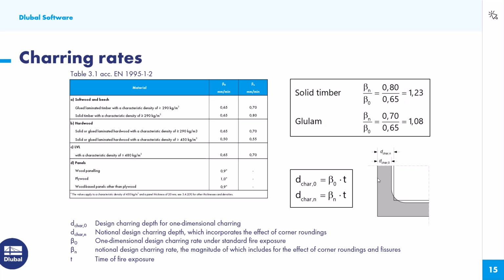And you see it's all about these corners here. When there is a fire, of course, there is no perfectly sharp corner. You always have these roundings. Of course, it is hard to consider these roundings, or rather it is time consuming to consider these roundings for timber design. That's why they have simplified it, and that's why we have these beta 0 and beta n charring rates.